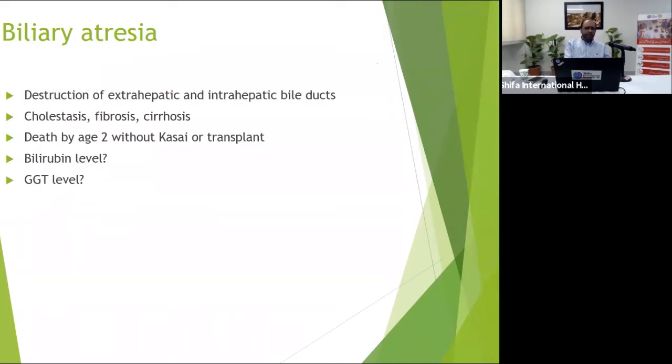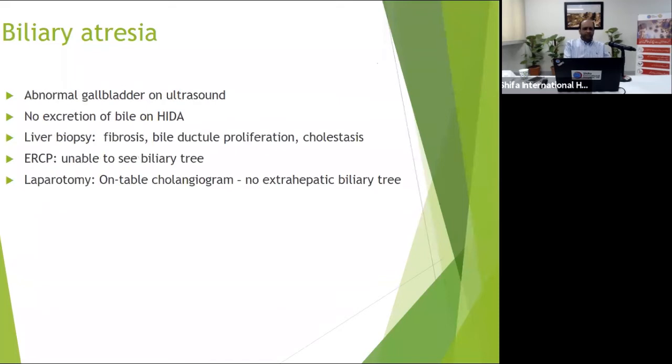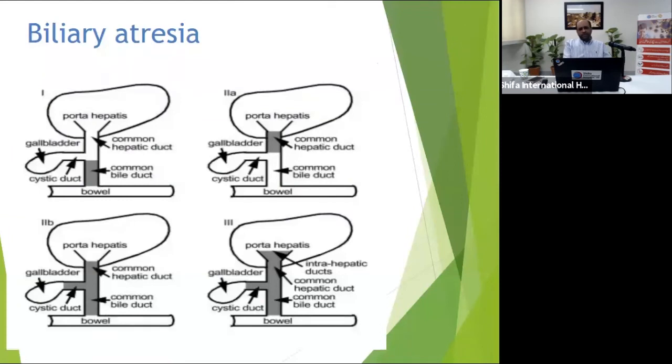In biliary atresia, basically there's a destruction of extrahepatic and intrahepatic ducts that can lead to cholestasis, followed by fibrosis, followed by cirrhosis, and end-stage liver disease, as we have discussed already. You can see that in the different investigations: ultrasound, HIDA scan, biopsy, ERCP, and on-table cholangiogram. These are the different types, as I mentioned by giving you examples of cases, that can dodge us a little bit in the beginning.